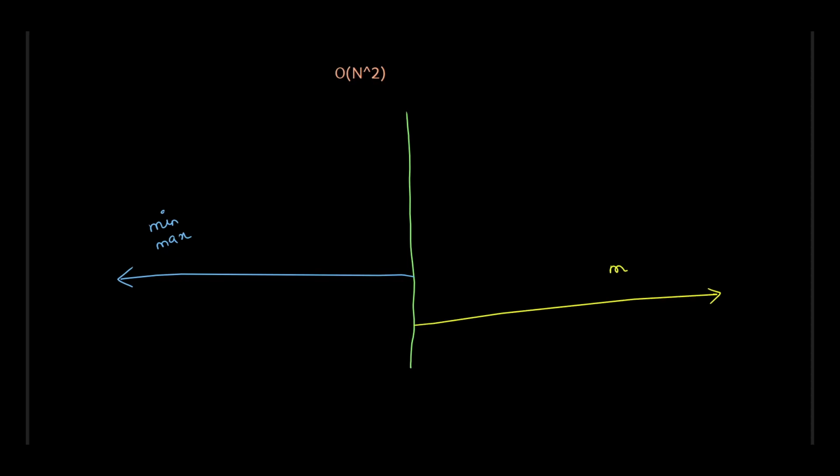Now you can see that to optimize it, once you have placed this vertical barrier, all you are doing is looking at all the elements on the left hand side and computing their minima and maxima. Similarly, you are looking at all the elements on the right hand side and computing their minima and their maxima.